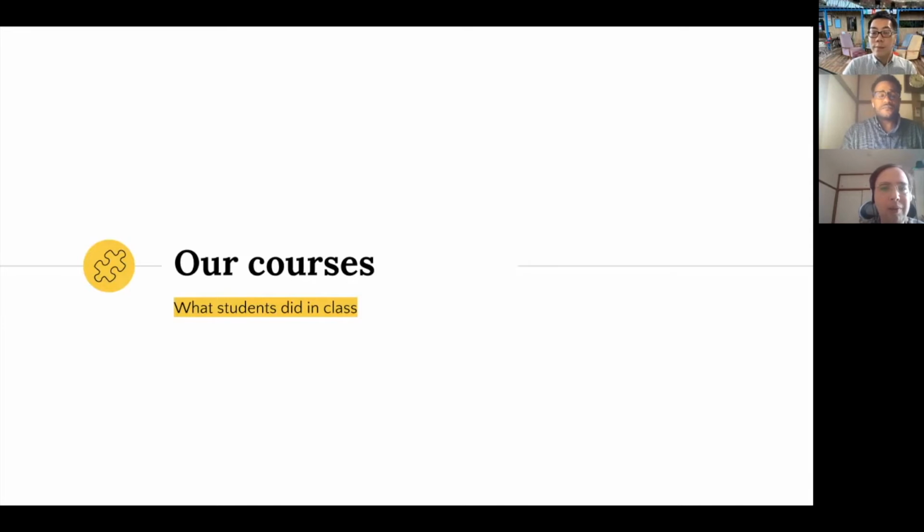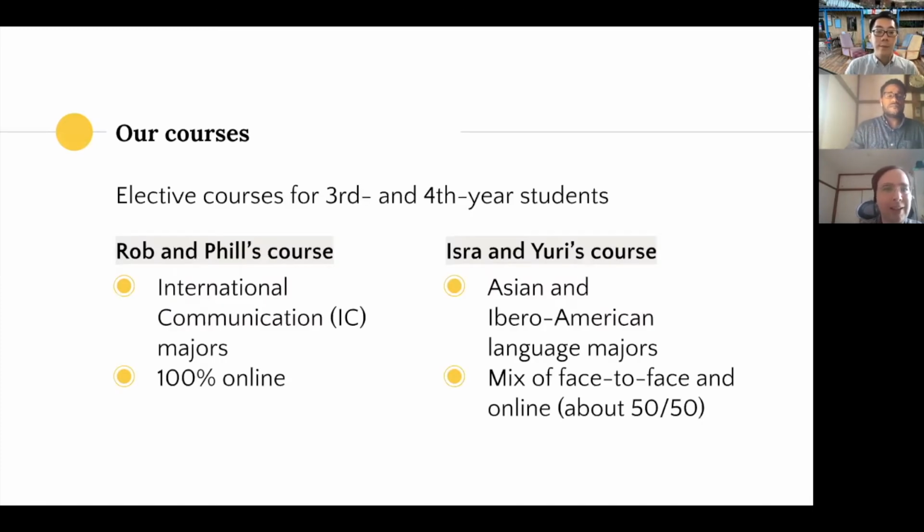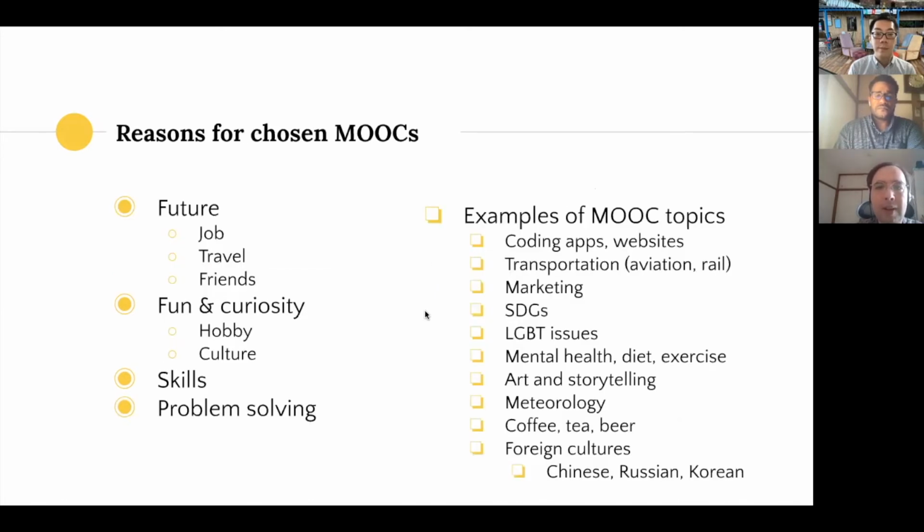Okay, so there are many things that students can think about when they choose a course. So we have two offerings of this course. There's Phil and Rob's course in the IC department, and Isra and Yuri's in the Asian and Ibero-American language majors, so they study other languages. Our course is 100% online, while their course is a mix, 50% online, 50% face-to-face. And they're all for third and fourth year students.